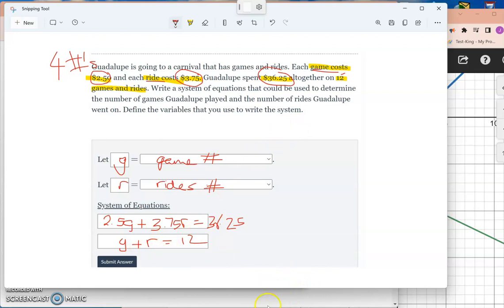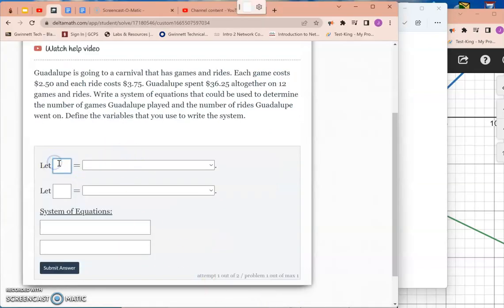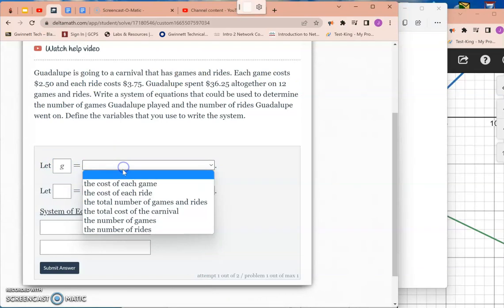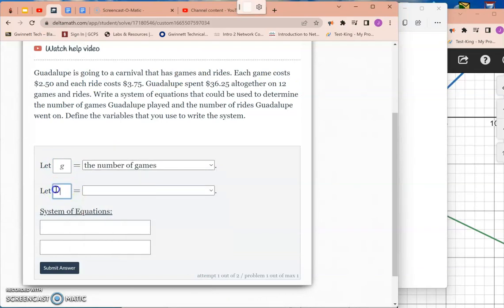Okay, and that's it. All right, so let G equal number of games, R equal number of rides. And then you type in those equations. I'm not going to type them in, but you type them in.